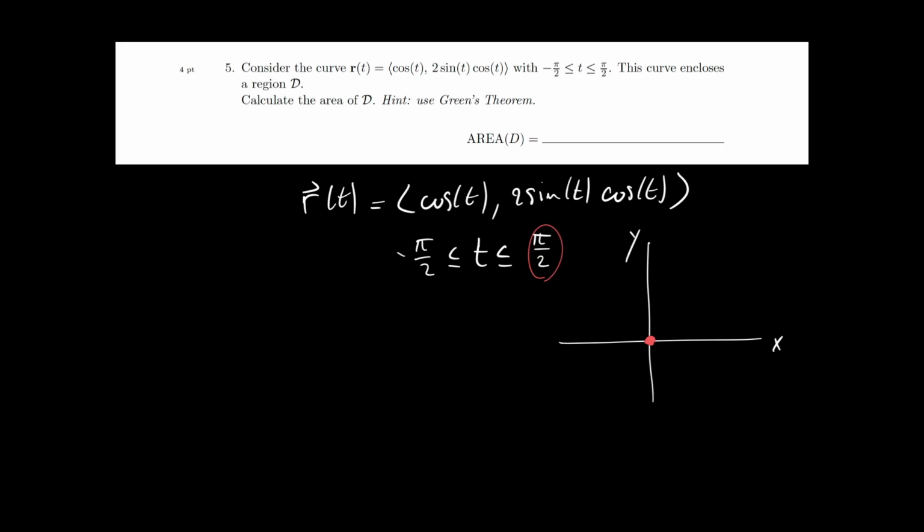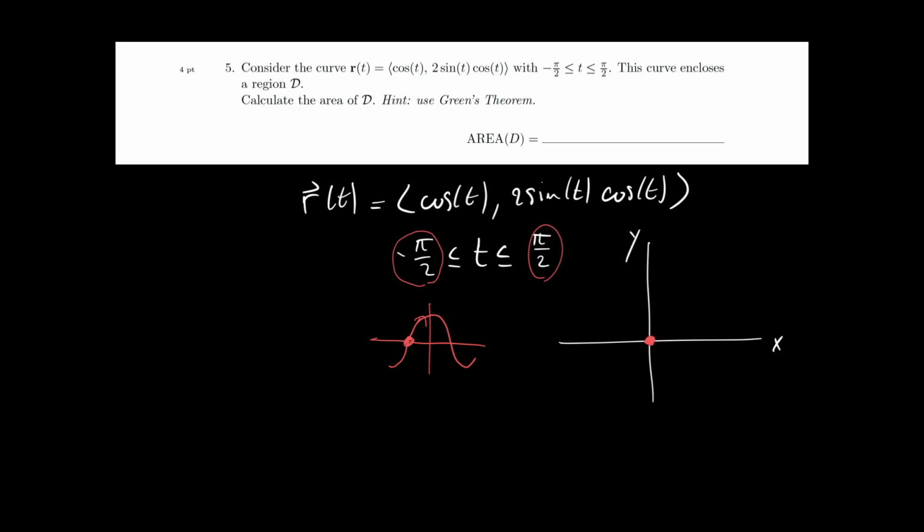Now, what happens if you start at minus pi over 2 and you increase the value of t? Well, what does a cosine look like? It looks like this, right? So this is a cosine. If we are here, then that cosine of t is going to increase. So the x value is going to increase. We're moving to the right in this picture.